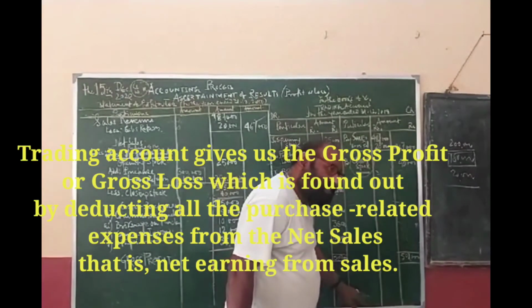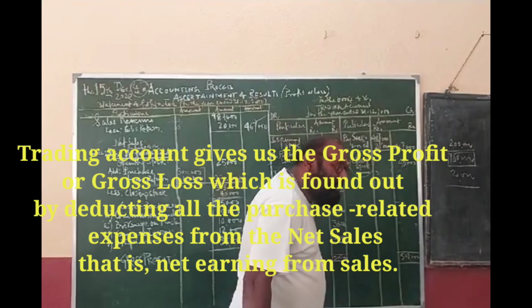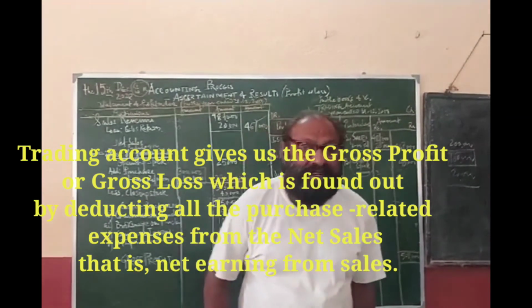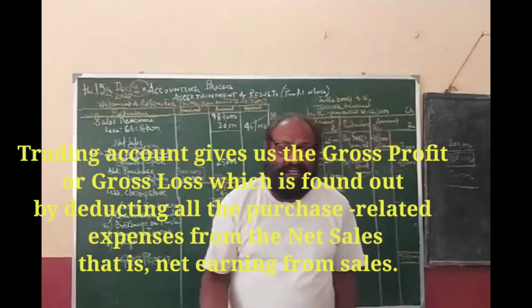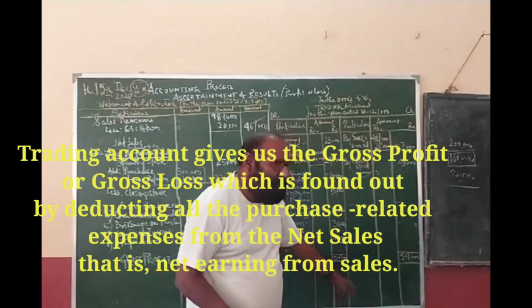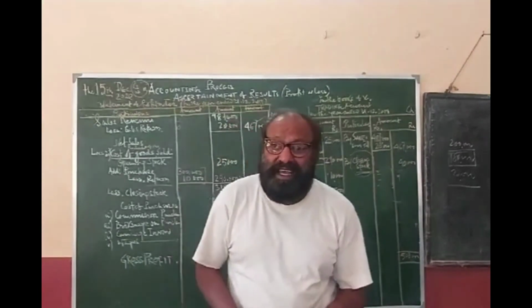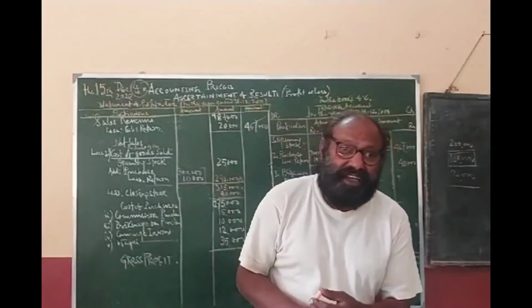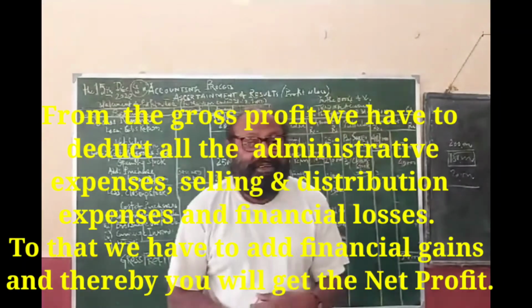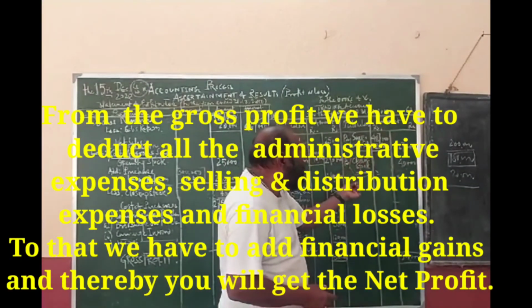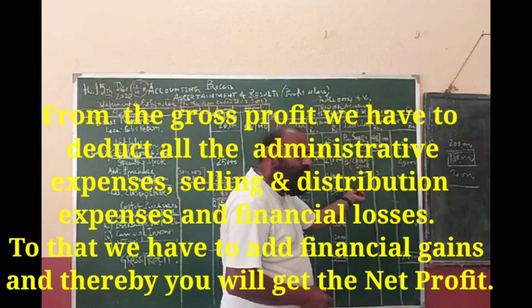We will add all the financial gains, and here we will add all the financial losses and interest paid, bad debt, like interest on mortgage, and here bad debt recovery and all this. So there we will get the net profit of the operation, and that is your net result. Clear? So today, friends, we have completed our trading account.